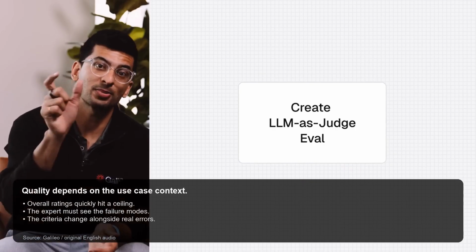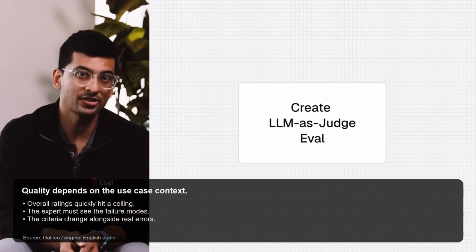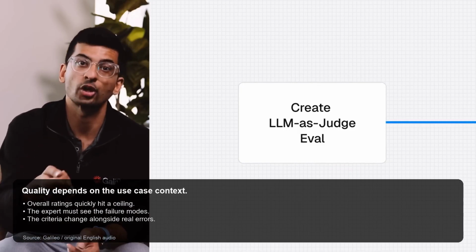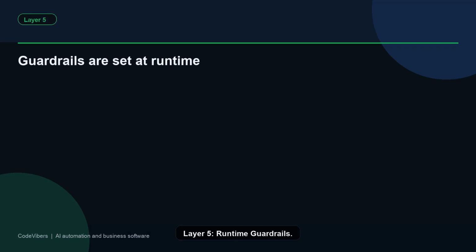To bridge this last mile gap from 70% to 100% accuracy, what we've noticed is the secret resides in your use case and your data and your context. So how do you bake that in? Enter subject matter experts. Layer 5, runtime guardrails.